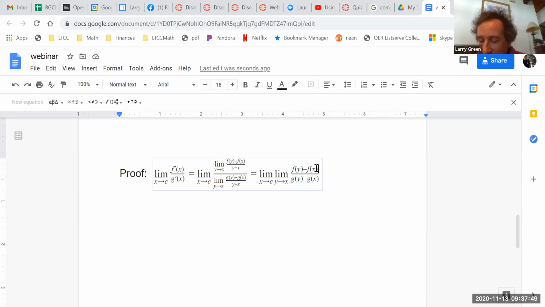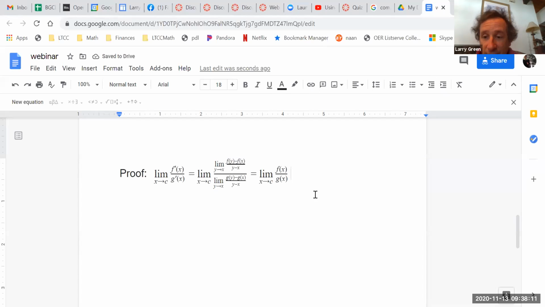So the f of x goes away as x goes to c. The g of x also goes away as x goes to c. Now I can plug in y is going to x. So y becomes x. And I'm done. So it's a beautiful proof. That's all it is. You use the definition of the derivative, and then you cancel, plug in, and it works. Any questions on the proof?